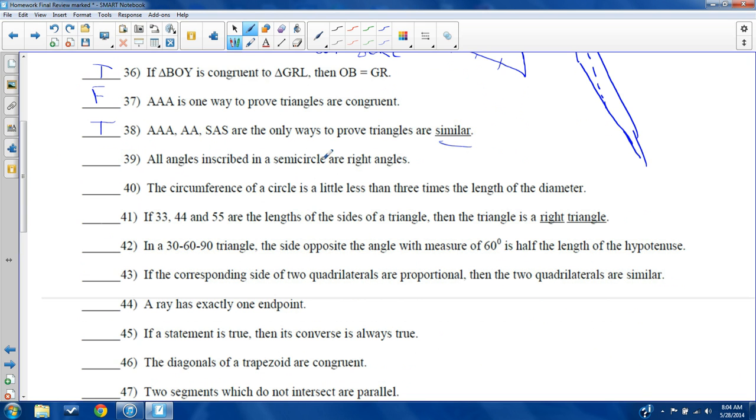All angles inscribed in a semicircle are right angles. True. That's something you want to know. This is a right angle. This is a right angle. This is a right angle. This is a right angle, etc.